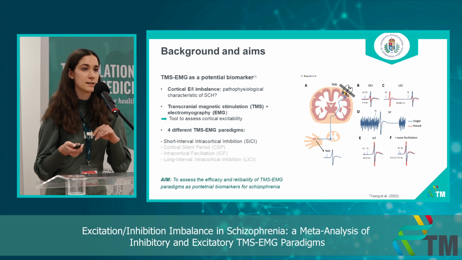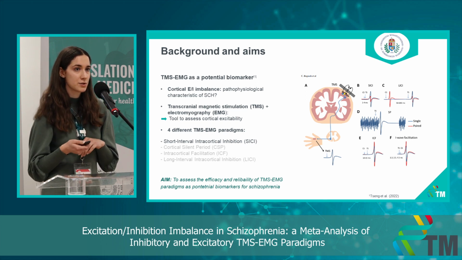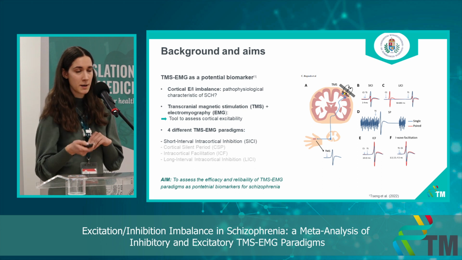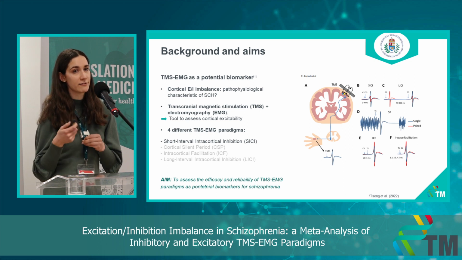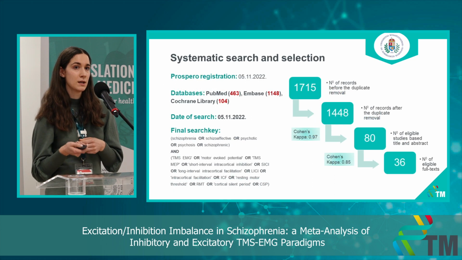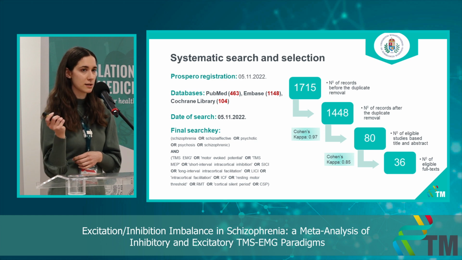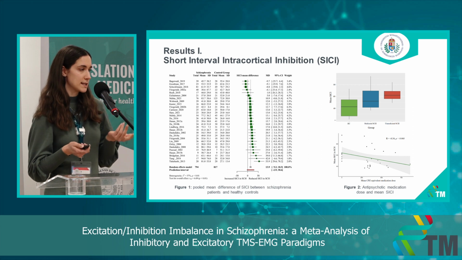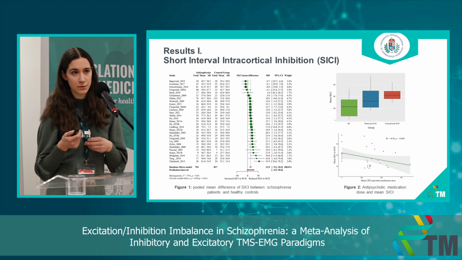In this meta-analysis, I focused on 4 different TMS-EMG paradigms, and today I'm going to introduce the results of the first one, namely short-interval intracortical inhibition. Our aim was to assess the reliability and efficacy of these methods between schizophrenia patients and healthy control groups. You can see my methods here; we ended up with 36 articles in our meta-analysis. On the forest plot, you can see the results for SICI. Again, this is a measure of cortical inhibitory response.